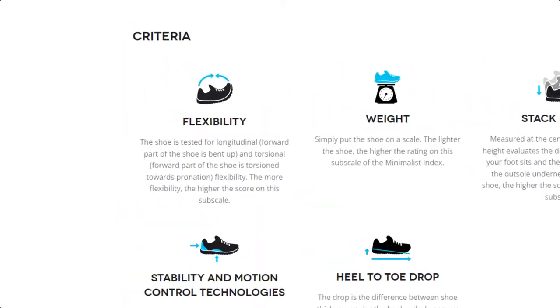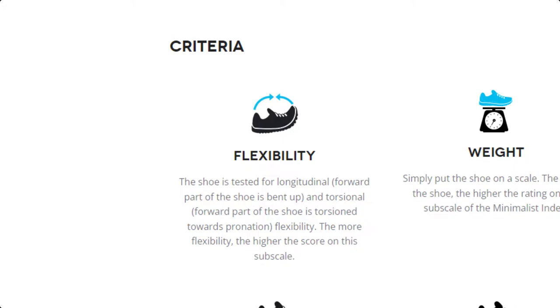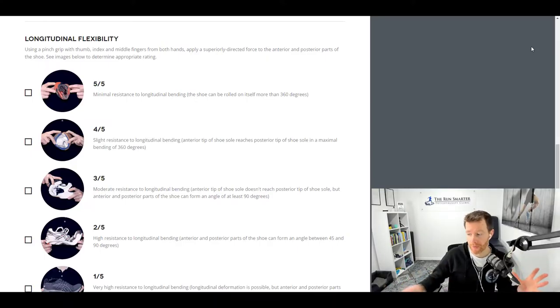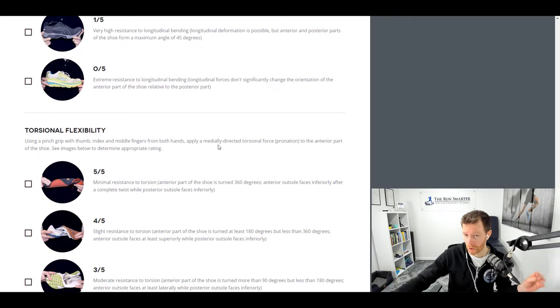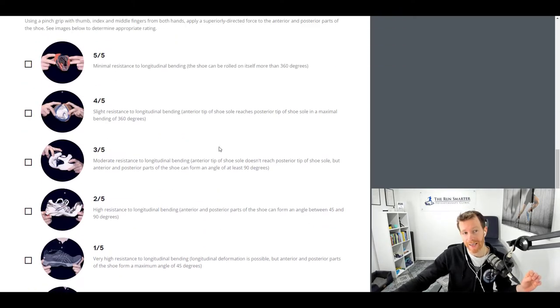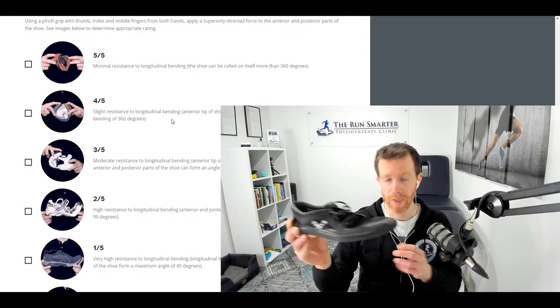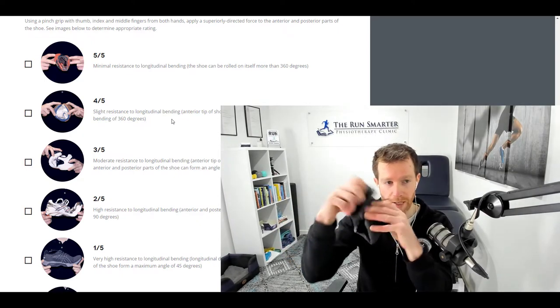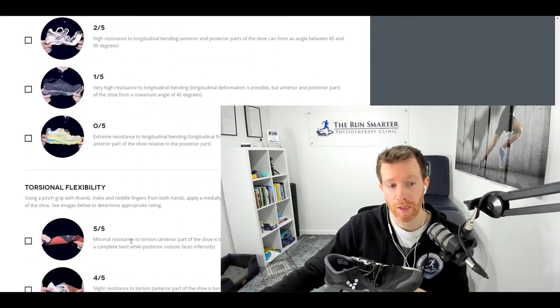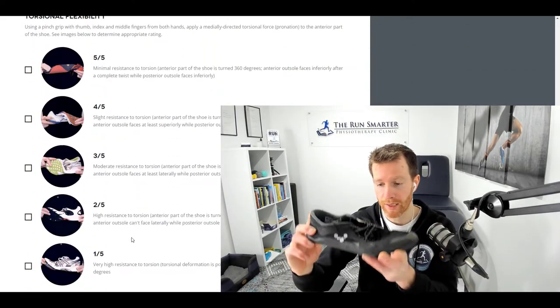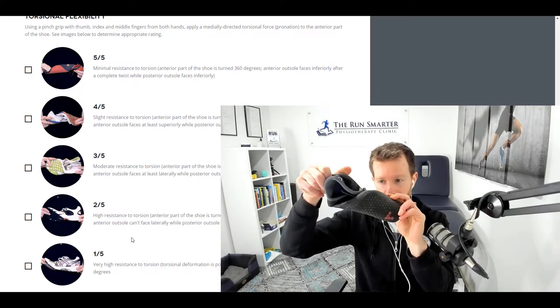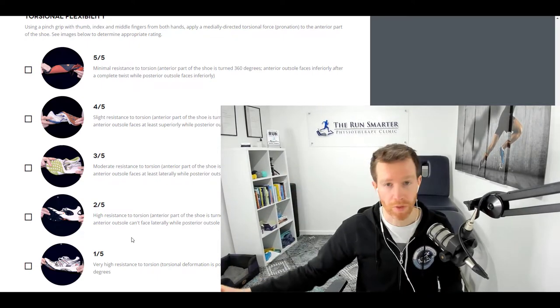So the first category we're going to look at is flexibility of the shoe, in particular the longitudinal flexibility and also the torsional flexibility. You can see here that there are certain levels of flexibility, and then you just rank the particular score. So if you can see this shoe I have here, my most minimalist shoe, if I was to do this longitudinal test, I can fold it up quite easily, so that would be a 5. If we look at the torsion and I wring it like a towel, you can see that it folds quite easily, so we'd put that a 5.